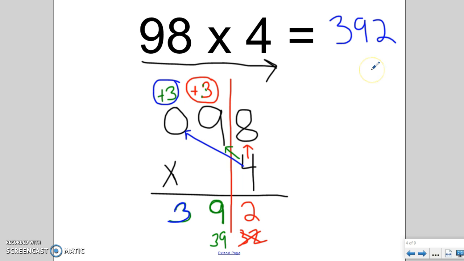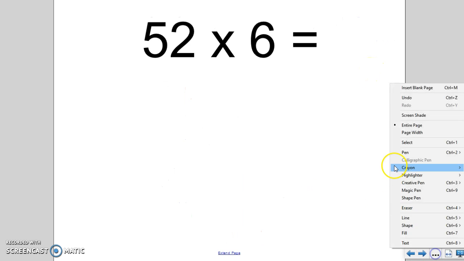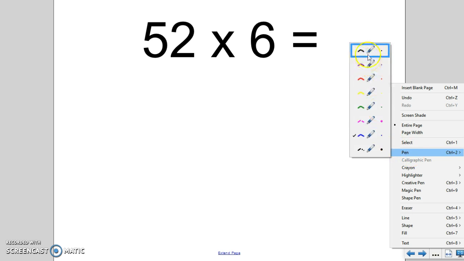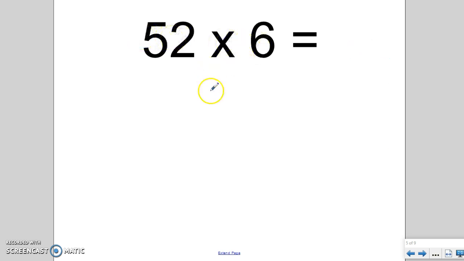392. So I'm going to try another one. I'm going to move a lot faster on this one. This time we're dealing with 52 times 6, another 2 by 1 digit. So I'm going to start with the 52 and times, and then the 6 is going to line up right here.